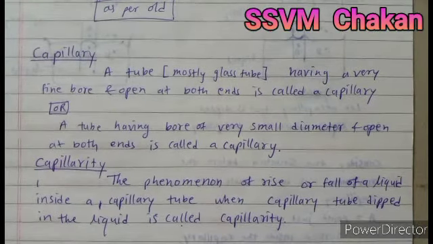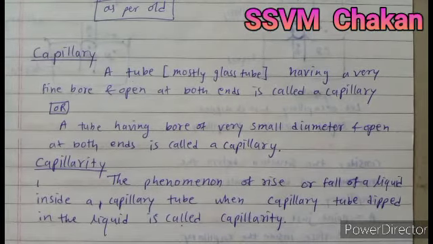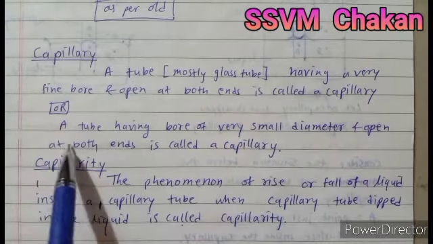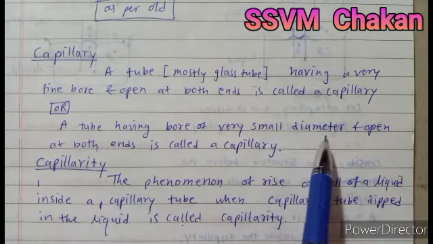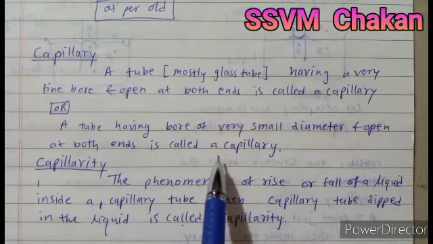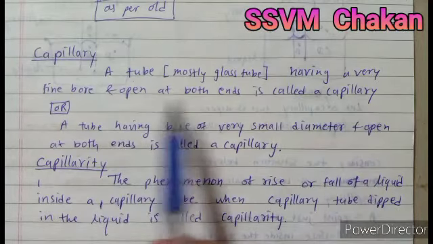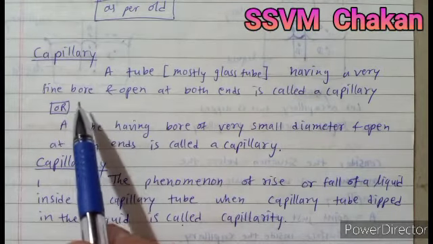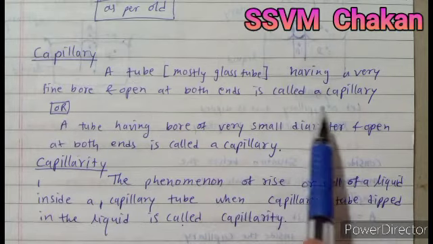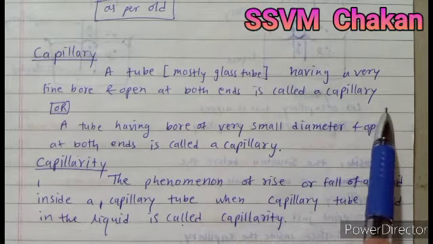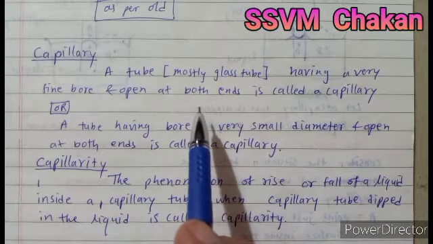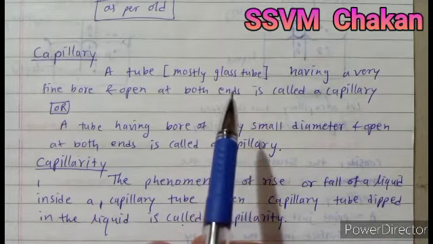Capillary is nothing but a glass tube having a very small bore. That glass tube is known as a capillary. A tube having a bore of very small diameter and open at both ends is also called a capillary, or a tube having a very small or fine bore and open at both ends is called a capillary. Generally, it is made using glass.